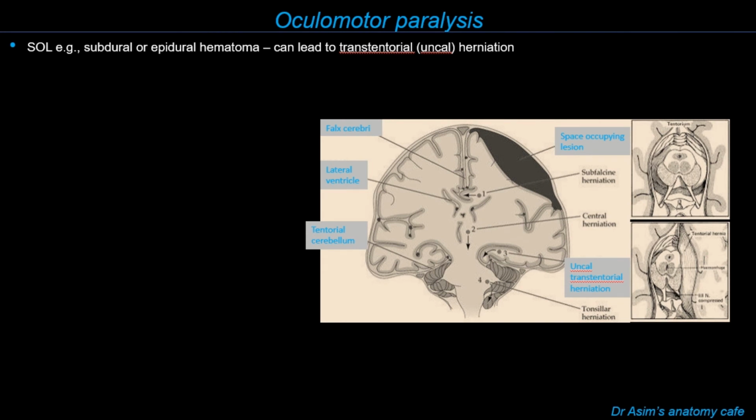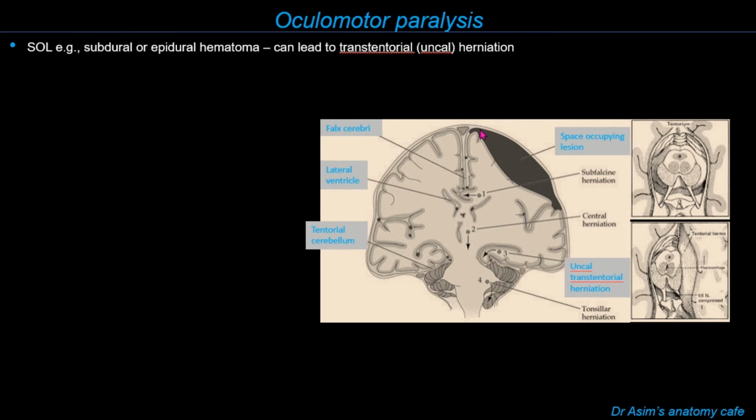Right, so how does a patient present if he or she has an oculomotor paralysis or a palsy of the third cranial nerve? An etiological example could be, let's say, a space-occupying lesion such as a subdural venous hematoma or an epidural arterial hematoma inside the cranial cavity, which can lead to transtentorial herniation.